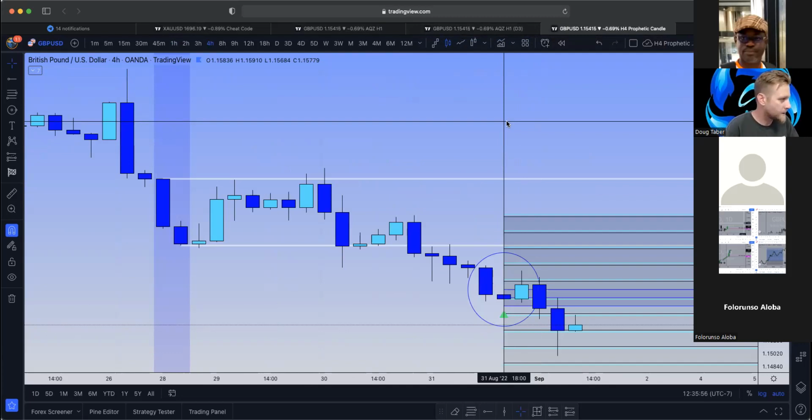What time is the beginning of the day for prophetic candle H1? My market changeover. Market changeover. So on forex pairs, it'd be 5 p.m. Eastern Standard Time is the start.